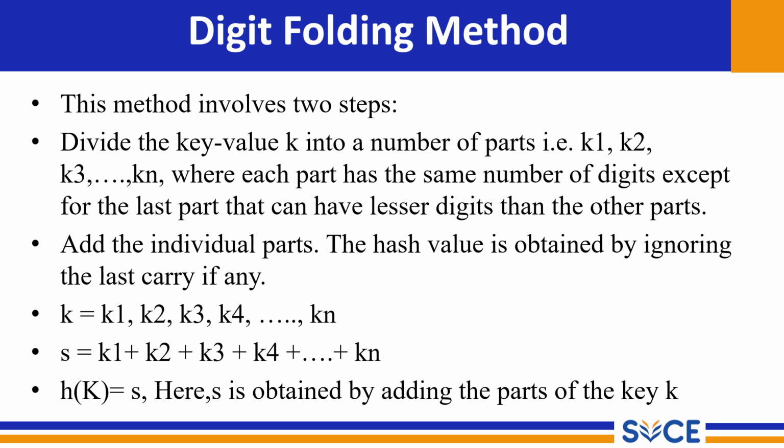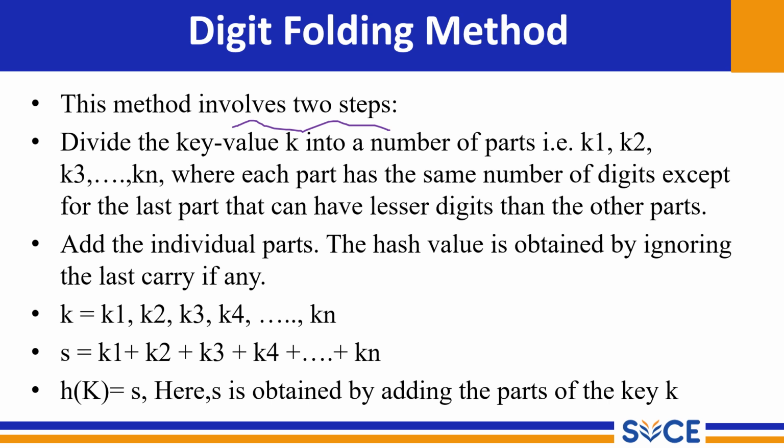Next one is the digit folding method. So here also it involves two steps. The first step is that we have to divide the key into parts and sum up the parts. And next, we have to take the modulo m of the sum. So folding method involves dividing the key into equal parts, summing the parts, and then taking the modulo with respect to the modulus value. So this is about the digit folding. The advantage is that it's simple and easy to implement, and the drawback is that it depends on the choice of partitioning scheme.